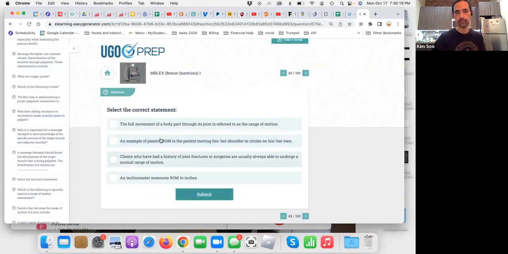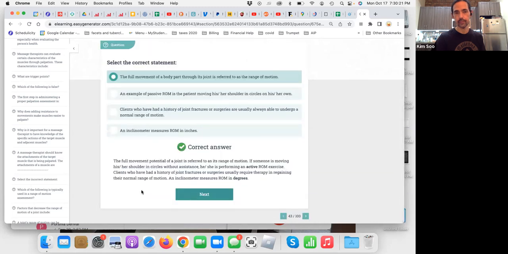Let's try A. Yes, the full movement potential of a joint is referred to as its range of motion. If someone is moving his or her shoulder in circles without assistance, he or she is performing an active range of motion exercise. Clients who have had a history of joint fractures or surgeries usually require therapy in regaining their normal range of motion. An inclinometer measures range of motion in degrees, not inches.